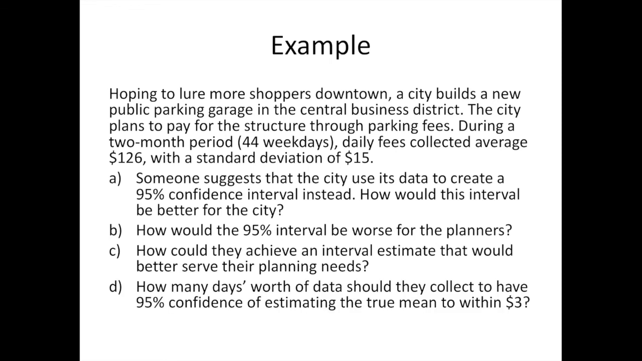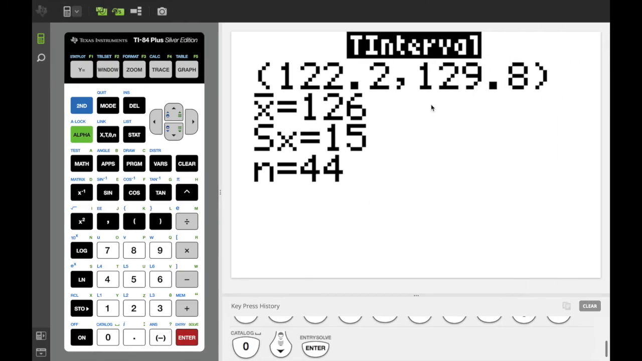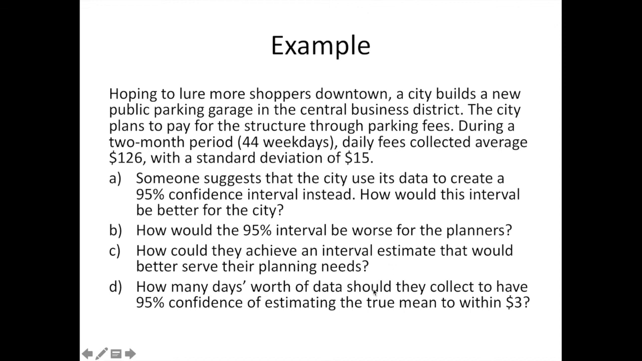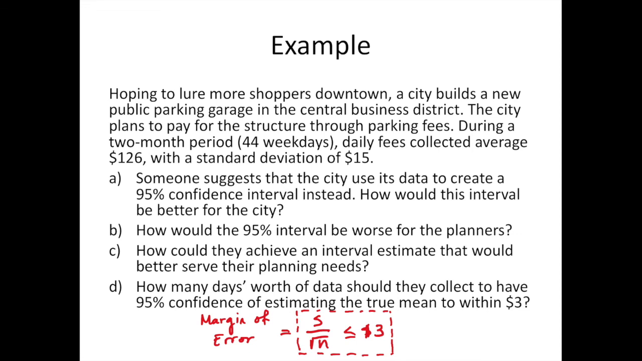Now, how many days' worth of data could they collect, or should they collect, to have 95% confidence of estimating the true mean within $3? Well, if we go back to our data over here, it looked like we were about within $4 in our original estimate at 90% confidence. So to get our estimate within $3, I'd have to look at that margin of error, which actually is incorrect on this slide. I forgot the t critical value; it is not on there. But I want that t critical value times s over radical n to be less than or equal to $3.